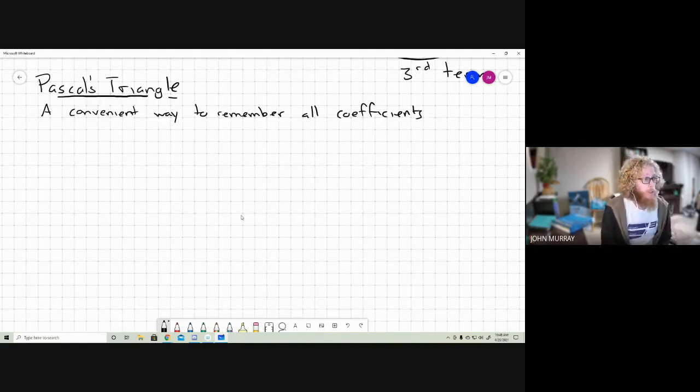All right. So this is a triangle in the sense that it looks like a triangle, but it's made up of numbers. The top number is just 1. Then the second row is going to have 2 numbers, and they're both 1.